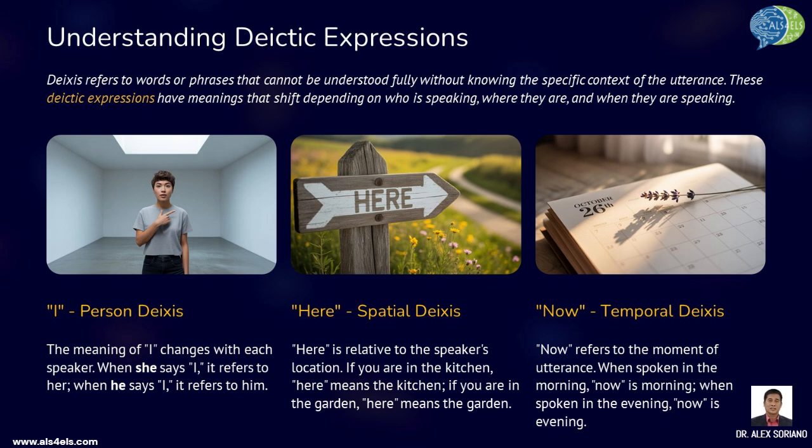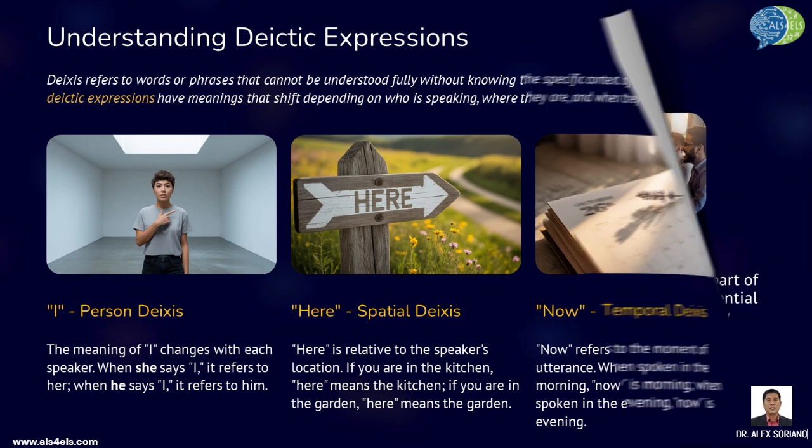Spatial deixis, here. This points to a location. The meaning of here is always relative to the speaker's location. If I'm in the classroom and say, I'll meet you here, I mean this classroom. If I'm at the library, here means the library. Temporal deixis, now. This points to a specific time. Now refers to the moment the word is spoken. If I say, let's start now, in the morning, I mean this morning. If I say it in the afternoon, it means this afternoon.